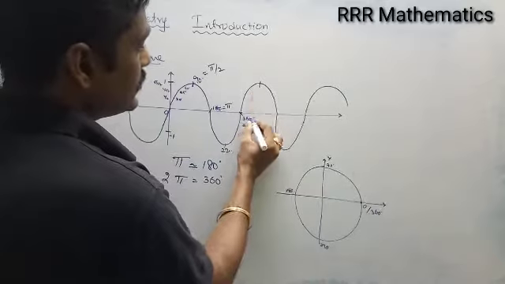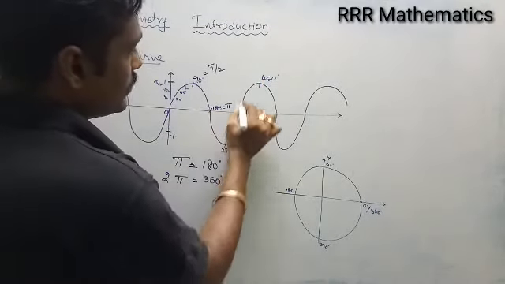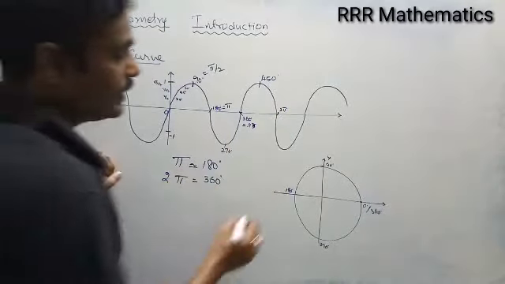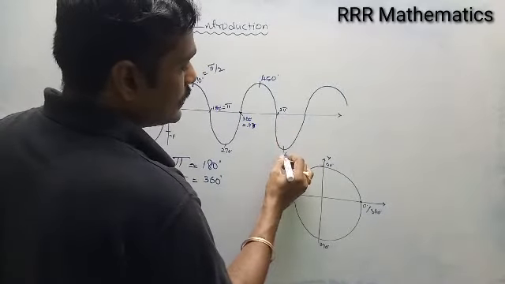It will be 360 plus 90, 450. It will be 1 pi, 2 pi, 3 pi. This will be 3 pi. It means 3 into 180, 540 degrees. It will be plus 90. 540 plus 90, 630 degrees.